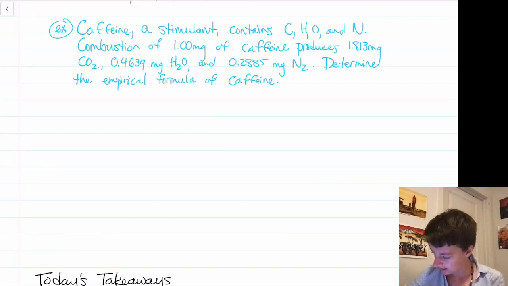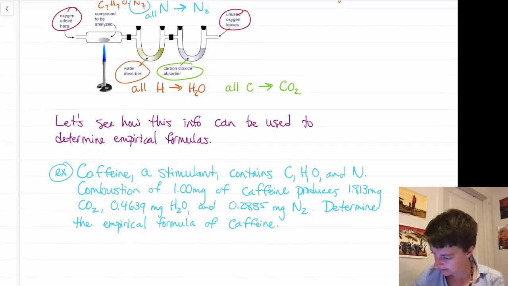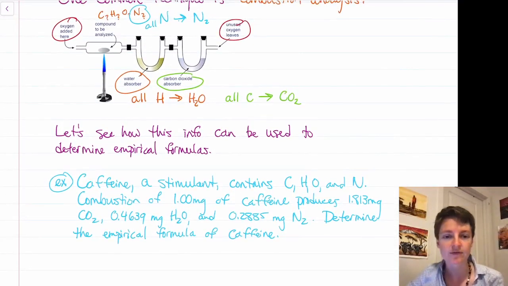And so here's what happens. We combust together 1 milligram of caffeine and find out that it produces 1.813 milligrams of carbon dioxide, 0.4639 milligrams of water, and 0.2885 milligrams of N2. Using this information, let's try and determine the empirical formula.